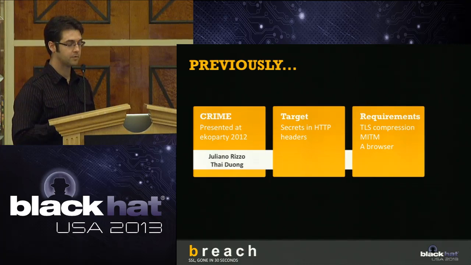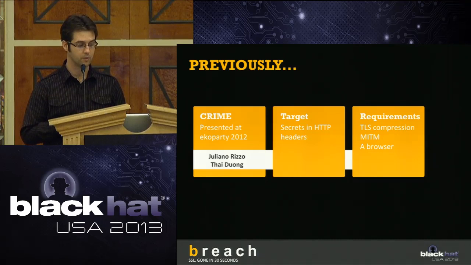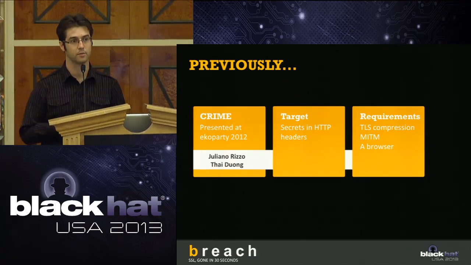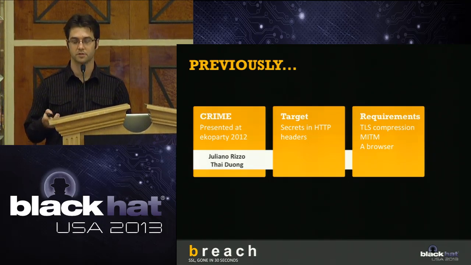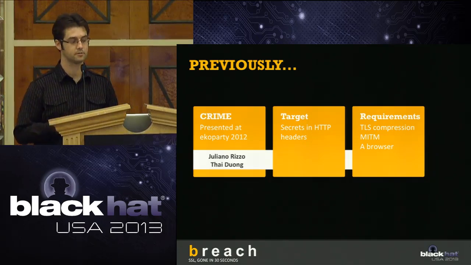So what happened with CRIME? For those of you that don't remember, back in September, Juliano Rizzo and Thai Duong announced a really cool attack, which they called CRIME. The idea was they were going to target secrets which were in HTTP request headers, using a compression side channel. The requirements for their attack were TLS-level compression, I want to emphasize that; a man in the middle, someone who needed to measure the size of the traffic; and of course, someone had to be using a browser at some point to make this work. So again, secrets in HTTP request headers.